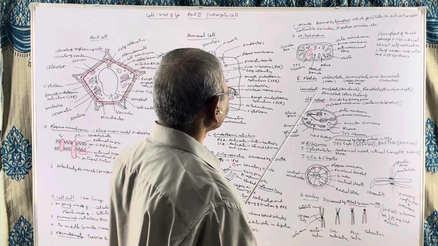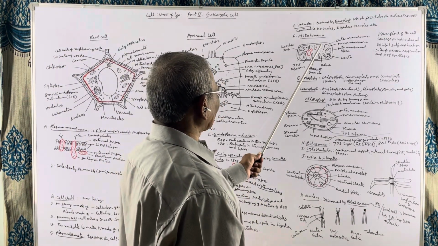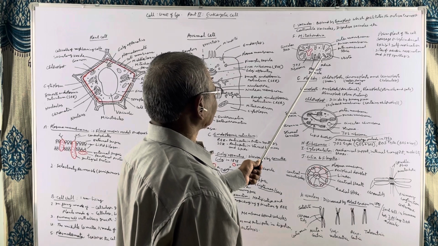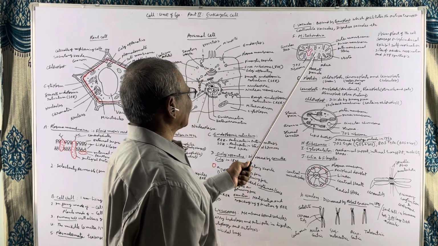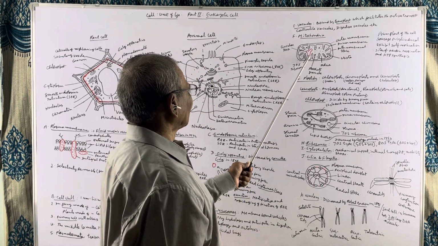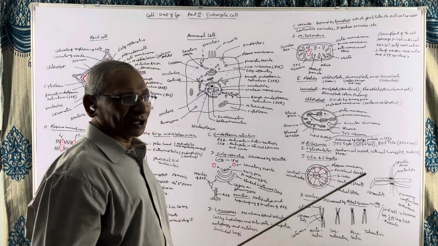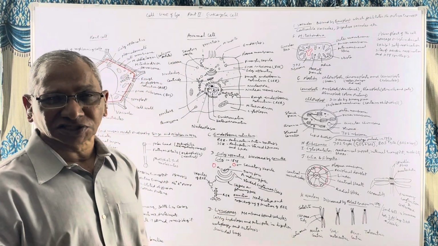Then, the inner membrane includes a space known as matrix. Inside the matrix, we come across a circular DNA molecule or a circular chromosome.